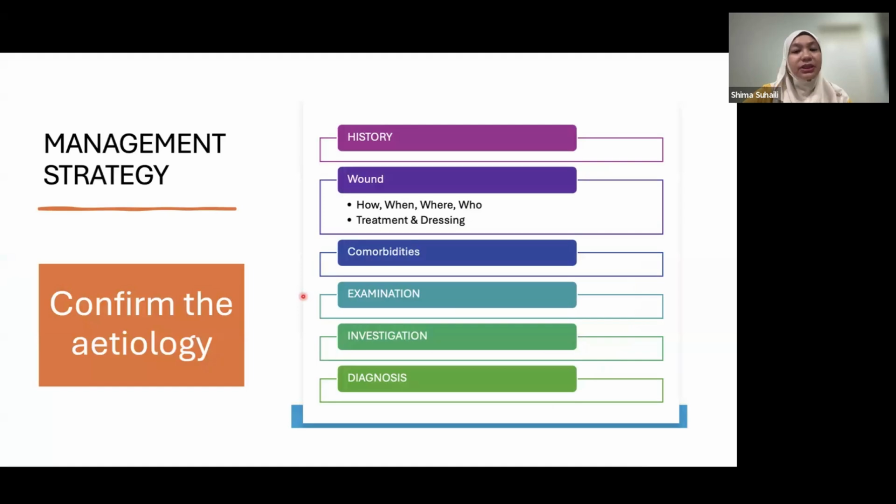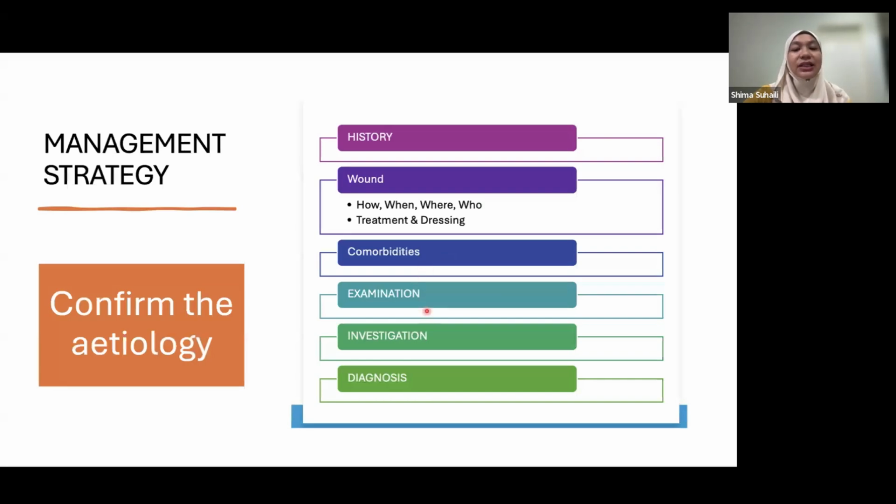So as a primary care practitioner, we have to get a good history from the patient. We have to know how the patient developed the wound. Macam mana dia dapat wound tu? Dekat mana? Apakah treatment yang telah dia dapat sebelum ni. And then we have to know what the comorbidities of this patient are. Does this patient have hypertension, diabetes? Adakah patient ni ada bedbound, ada history of CVA?